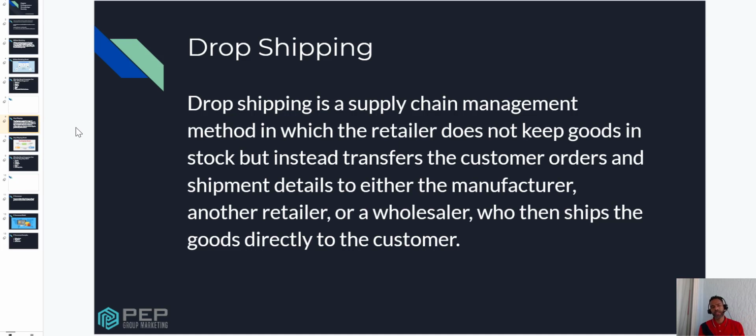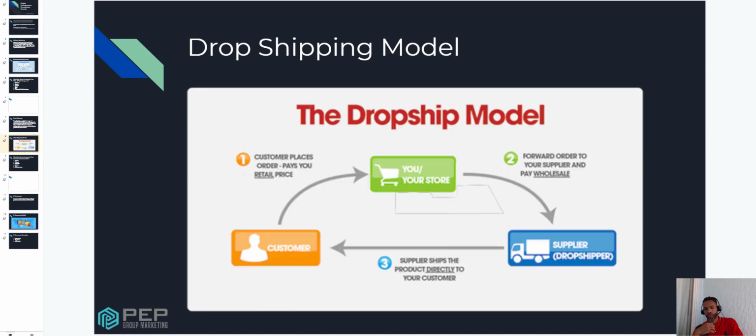In this instance, the drop ship, we're actually going to be utilizing a product that is being made, and we're positioning ourselves. As I mentioned here, drop shipping is a supply chain management method in which the retailer does not keep goods in stock, but instead transfers the customer order and shipment details to either the manufacturer, another retailer, or a wholesaler who then ships the goods directly to the customer. Rather than give you an idea, let me actually show you a business model. Then I'll walk you through.